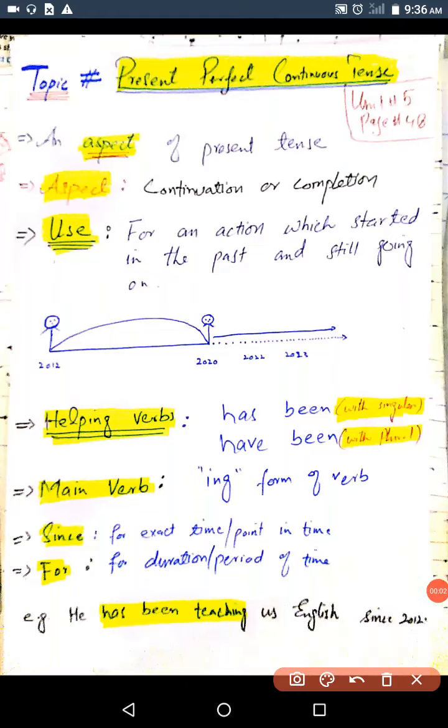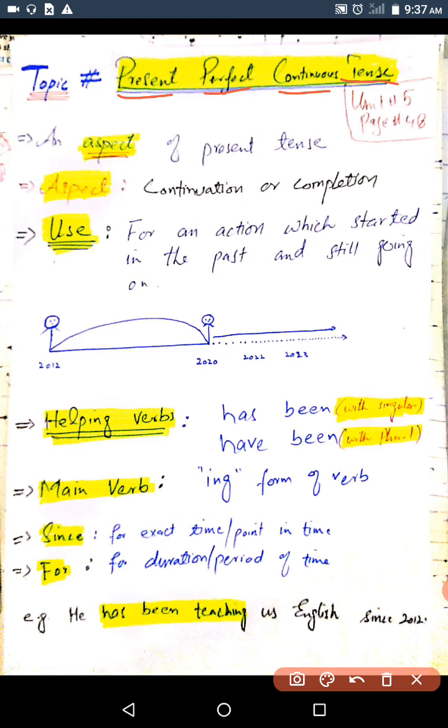Okay, students, in this video lecture, we are going to discuss present perfect continuous tense. This topic is included in your unit number 5 on page 48. So, present perfect continuous tense is an aspect of the present tense.